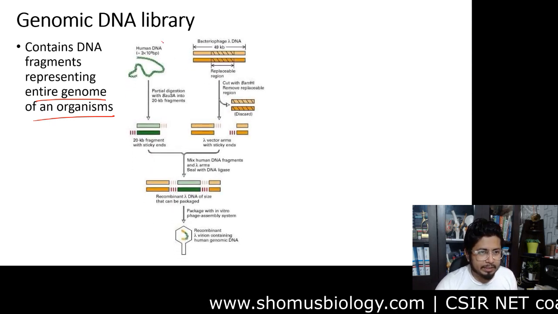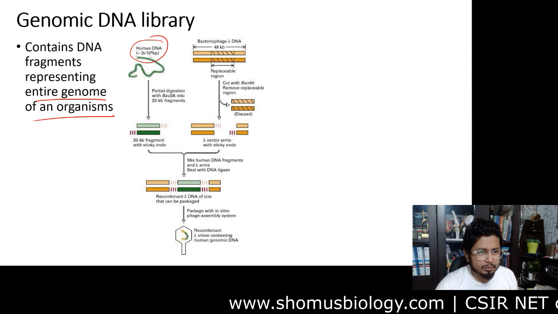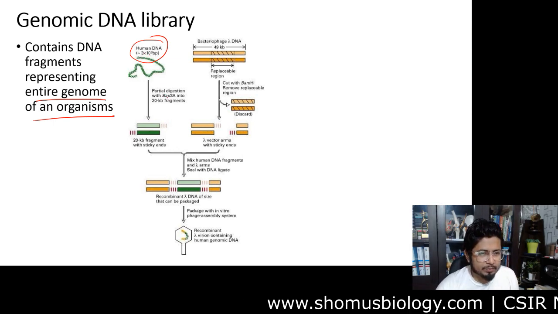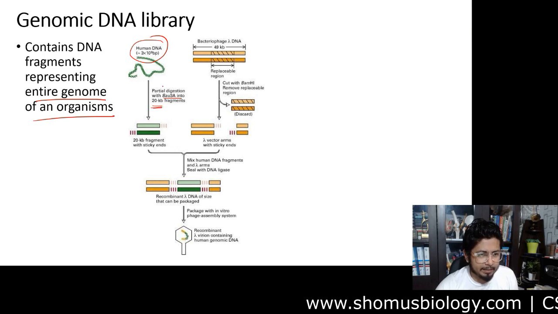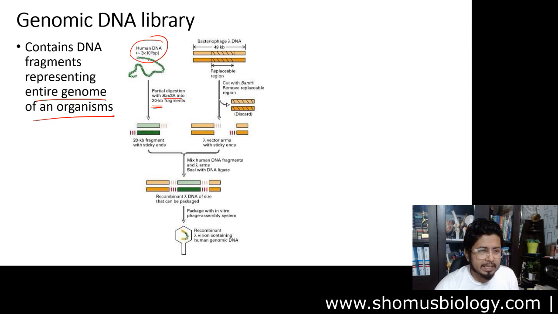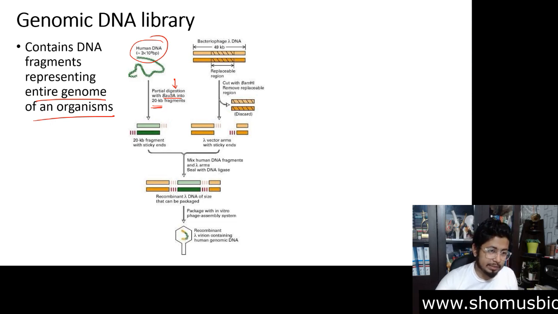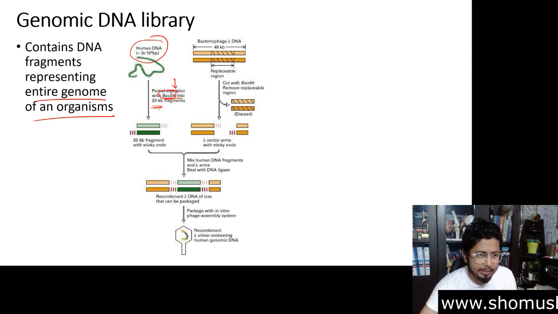See, this is the human DNA, approximately 3 times 10 to the power 9 bases long. What we do is a partial digestion with a restriction endonuclease, Sau3A, into 20 kb fragments. It's a huge fragment. You can see the 3 times 10 to the power 9 base pair long DNA, but we do random fragmentation with a treatment with Sau3A, or any particular restriction endonuclease. For example, Sau3A. That generates approximately 20 kb length fragments with sticky ends.